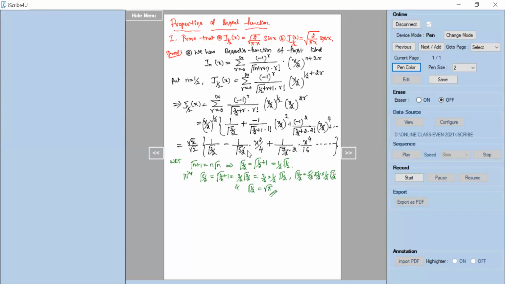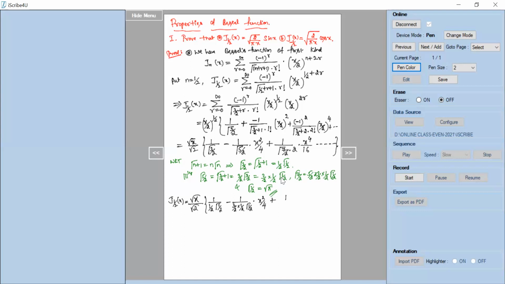So these things I'll substitute here. So we get J of x equals square root of x divided by square root of 2 into 1 by gamma 3 by 2. So gamma 3 by 2 is 1 by 2 gamma 1 by 2, then minus. The next term is 1 by gamma 5 by 2. Gamma 5 by 2 was written as 3 by 2, 1 by 2 gamma 1 by 2, into this is x square by 4.